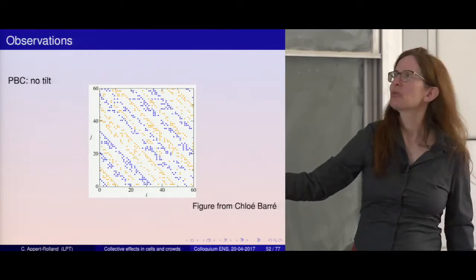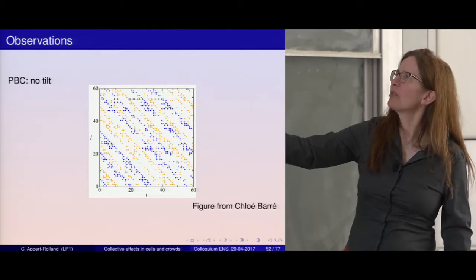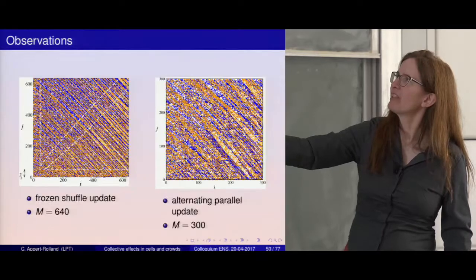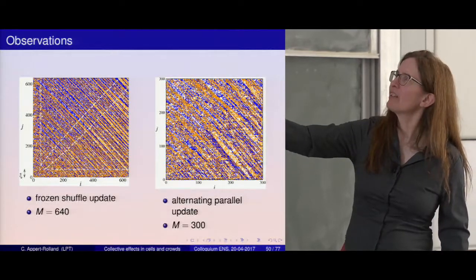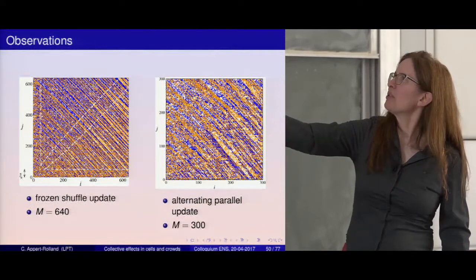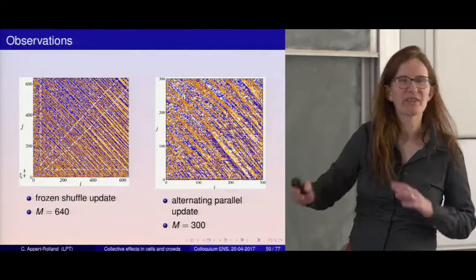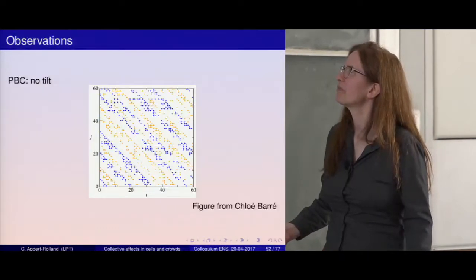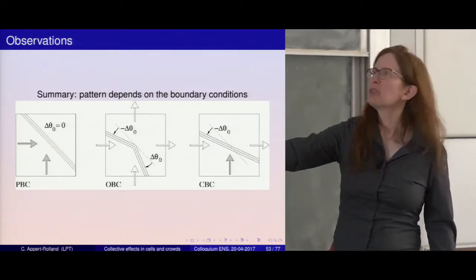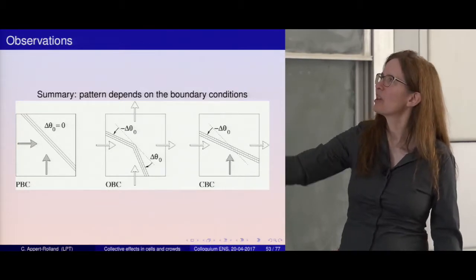So it's really linked to the fact that some species enter in one region, and when they arrive here in this one, they have crossed already, they have met already a lot of people, while the blue ones here, they just enter the system. So it's not equivalent. So to summarize, periodic boundary conditions, you have diagonals. Open boundary conditions, you have chevrons. And if you mix, you have only one angle.